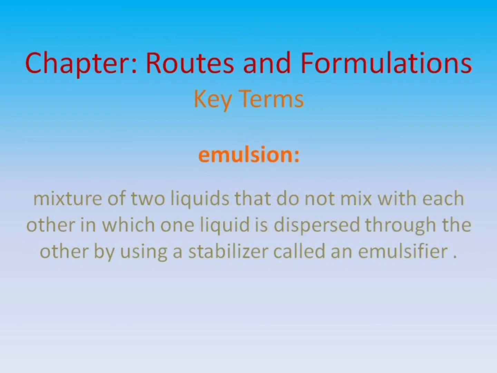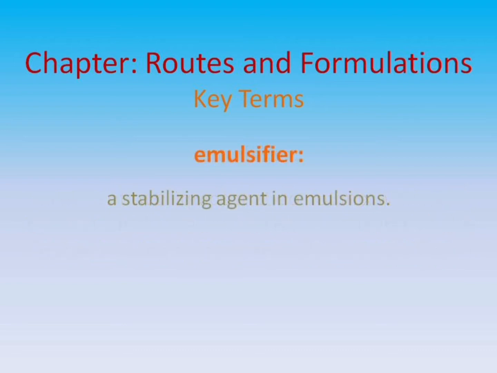Emulsion. A mixture of two liquids that do not mix with each other, in which one liquid is dispersed through the other by using a stabilizer called an emulsifier. Emulsifier. A stabilizing agent in emulsions.